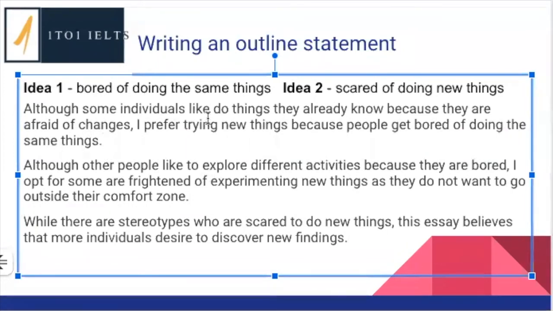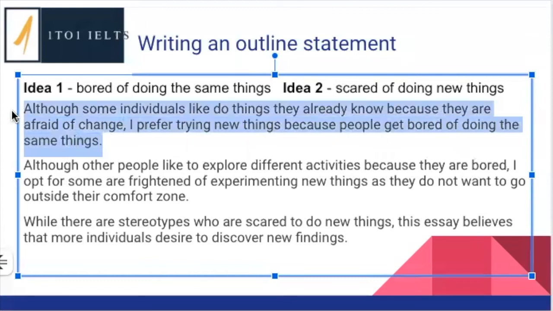So although some individuals like to do things they already know because they are afraid of changes. Yep. Here, slightly more natural expression is afraid of change. Grammatically, afraid of changes works, but this is a more natural collocation. They're afraid of change. I prefer trying new things because people get bored of doing the same things. Okay, what do we think about this one?